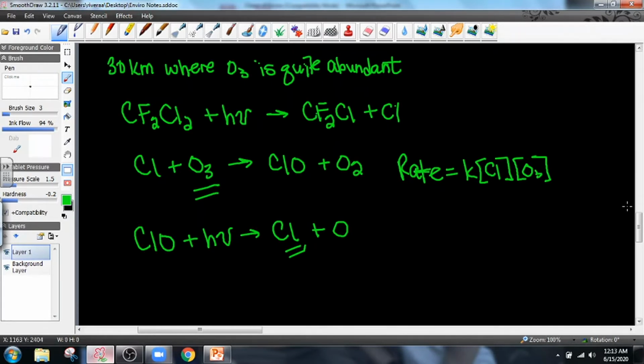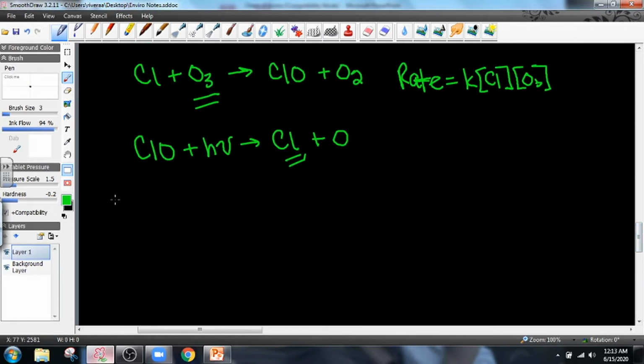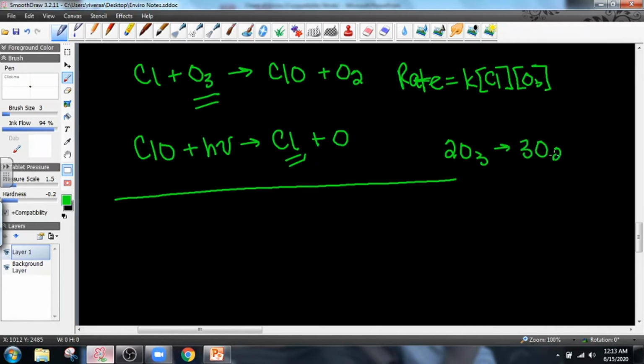Now, I'm going to show you how all of these reactions add up, okay? Because oftentimes you're going to see the depletion of the ozone layer written simply as 2O3 depletes into 3O2. And you're like, how? You're telling me about these CFCs and stuff. I don't see any CFCs in this reaction.